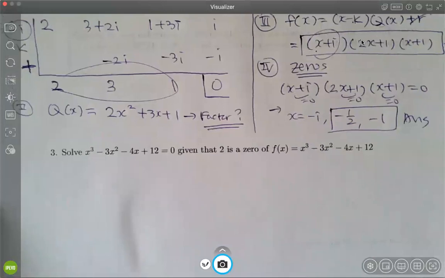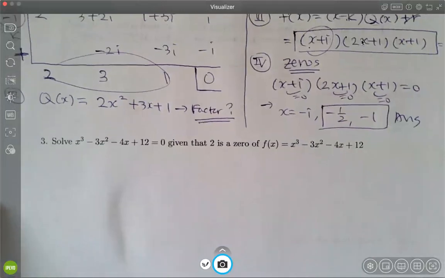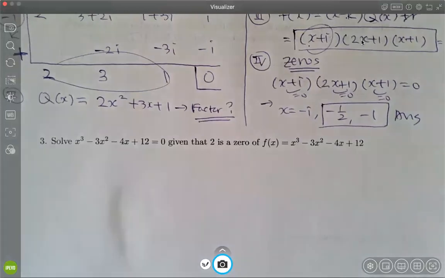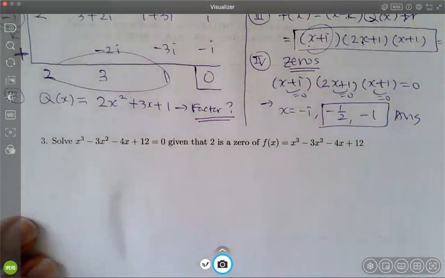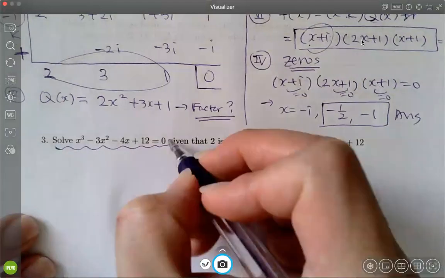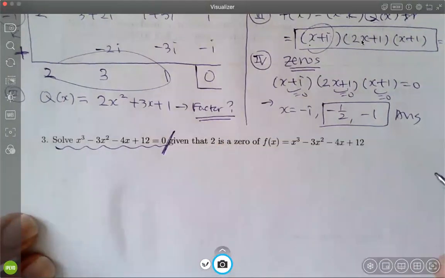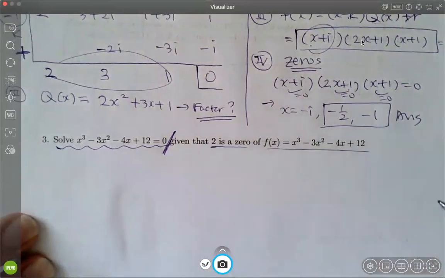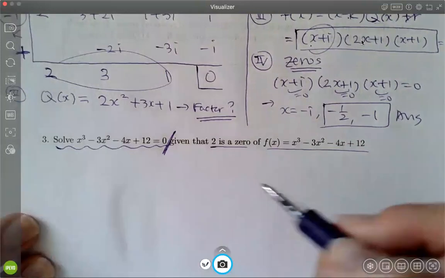Solve x cubed minus 3x squared minus 4x plus 12 equals 0, given that 2 is a 0 of f of x, which is the left-hand side of this equation. Basically, what are you trying to do? You are trying to solve this. That is the main problem. But of course, there are some conditions or hints given to you, which is that 2 is a 0 of f of x, which is this one. So that entire thing is f of x.